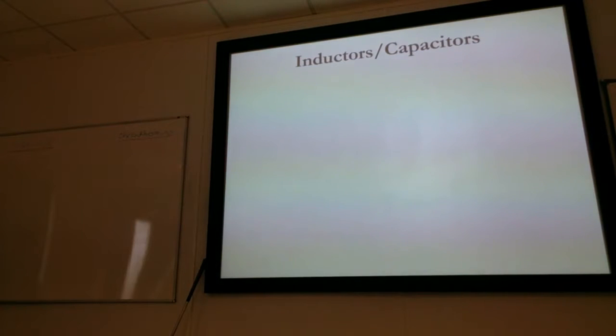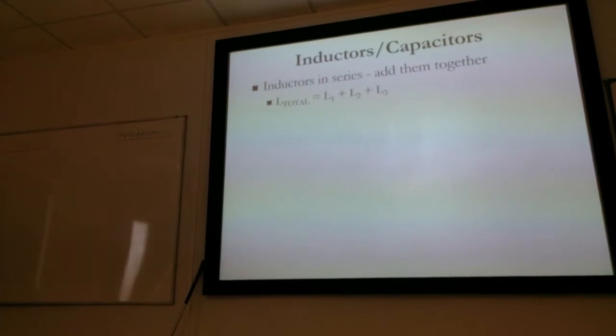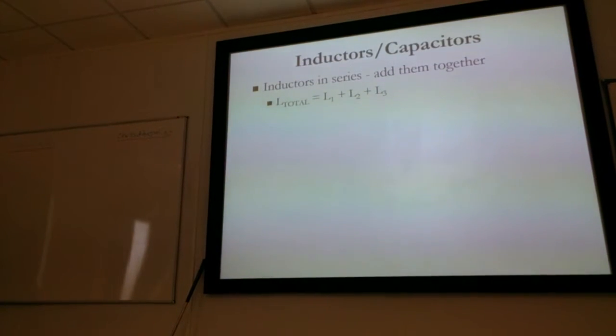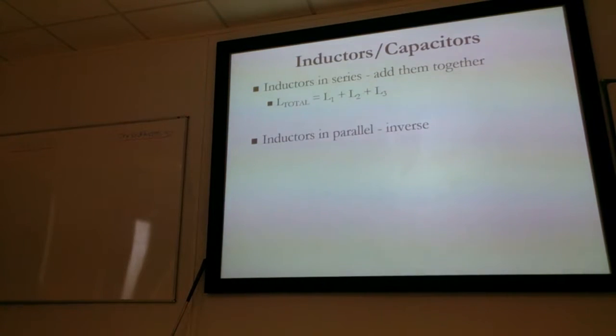So, inductors, devices with coils in, and capacitors, devices that hold a charge, behave slightly differently in a circuit. With inductors, if they're in series, just like resistors, you add them together. So L total is equal to L1 plus L2 plus L3, simple. So inductors behave like resistors. And if they're in parallel, it's the inverse, just like resistors. If you can mentally link resistors and inductors in your head, then you're on the right track. You add them together in series, and it's an inverse relationship in parallel.